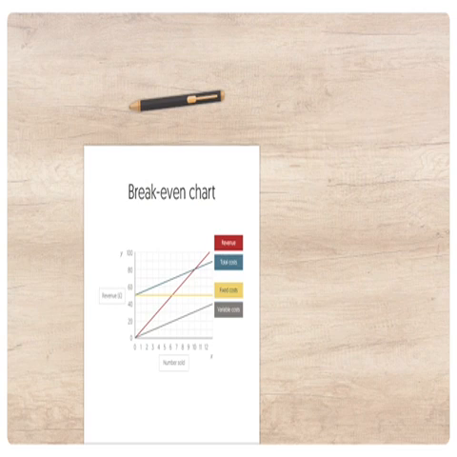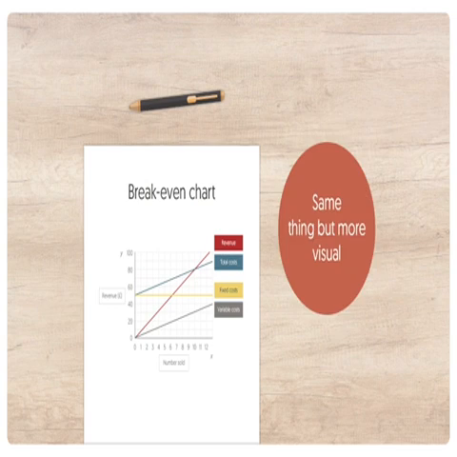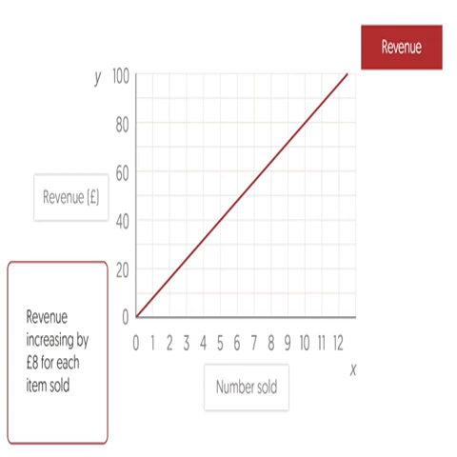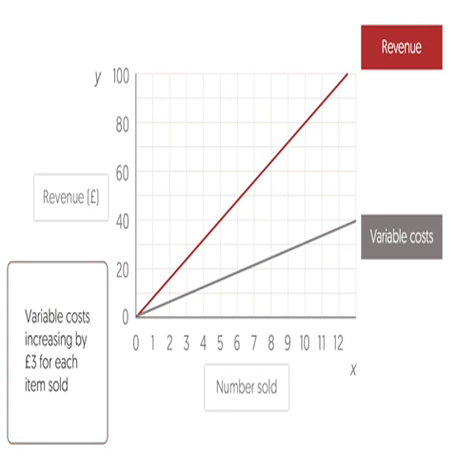So what about the graph we mentioned earlier? It does the same thing, but is a bit more visual. The x-axis, which goes across the bottom, shows your output, meaning the number of things you sell. The y-axis plots the revenue and costs. So, a graph with the same figures would show your revenue increasing by £8 for each item sold on one line, and it would show your variable costs increasing by £3 for each item sold on your variable costs line.